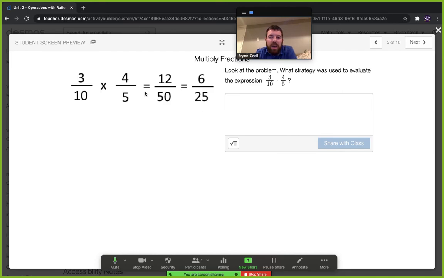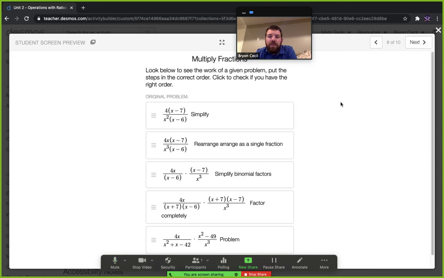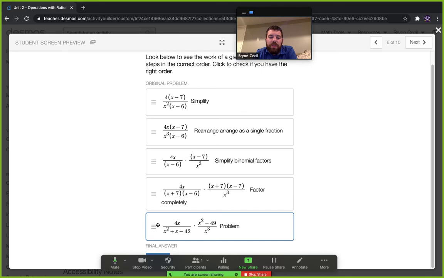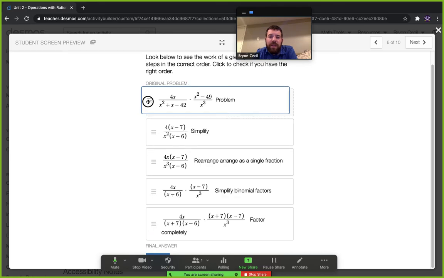On this, guys, when we multiply fractions, just remember that we're going to multiply numerators with numerators, denominators with denominators, and then we're going to reduce at the end. So we got a 3 over 10 times a 4 over 5. That's going to give us 12 over 50, which reduces to 6 over 25. So, in other words, guys, that is the original problem like we have right here.